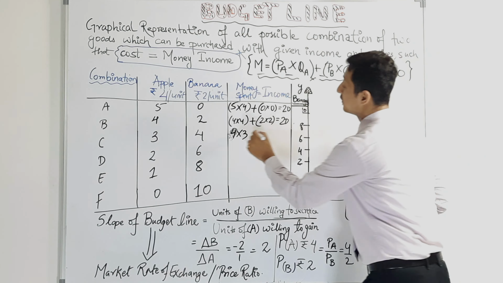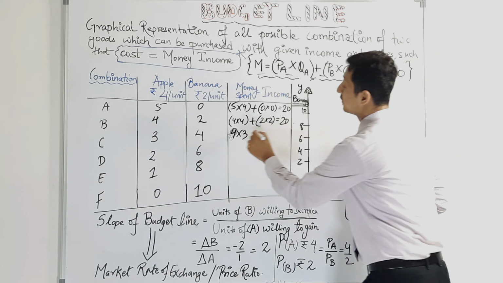These are the 6 possible combinations of these 2 goods that we can buy possibly, with the income being 20 rupees and the price of each good being 4 and 2 respectively. Okay, now we will plot the budget line.